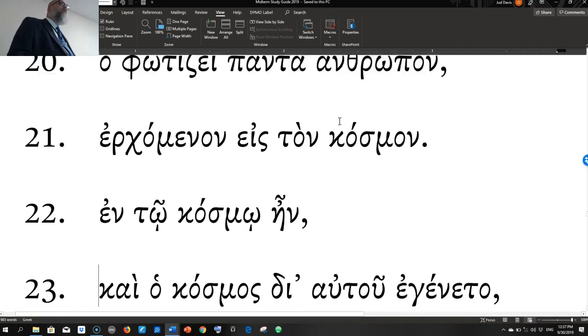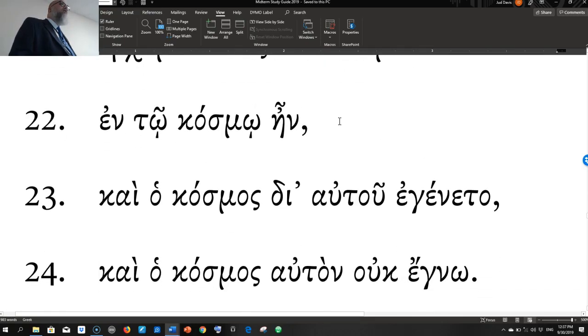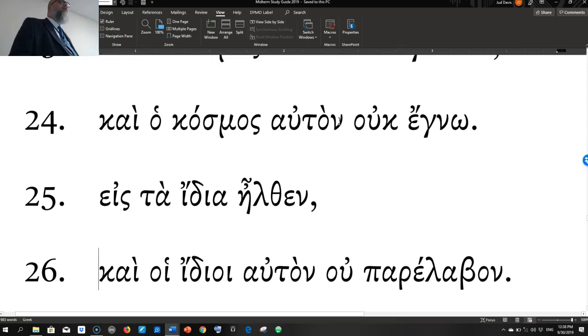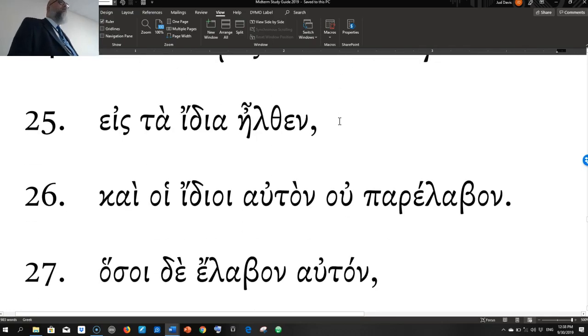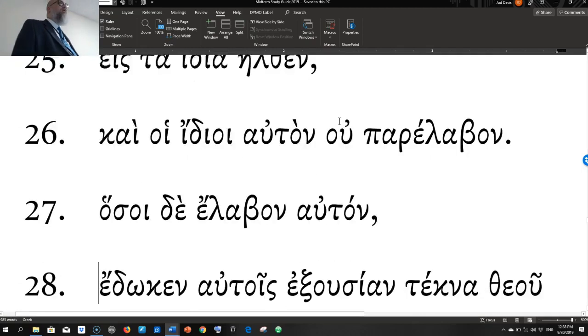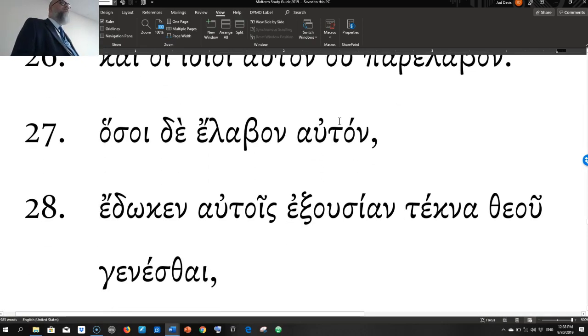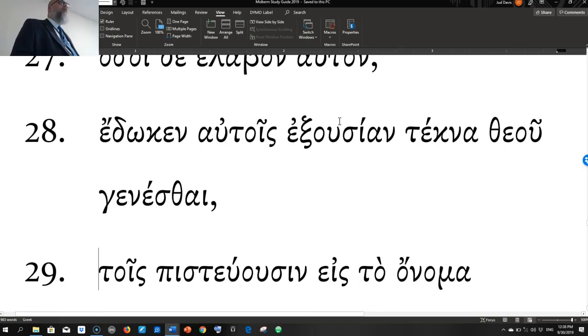Which enlightens all men coming into the world. He came into his own things, neuter, and his own people did not receive him. But to those who received him, he gave the right or authority to become children of God, to become the tekna theou.